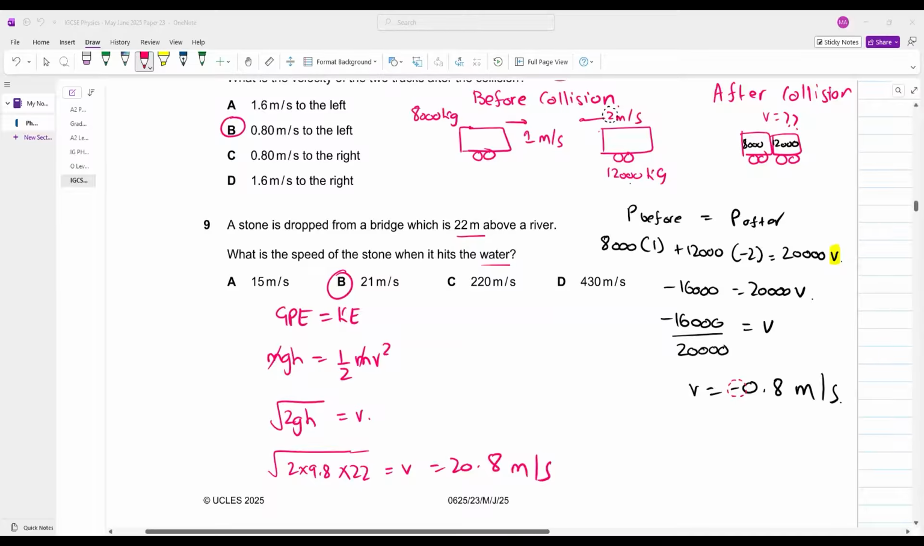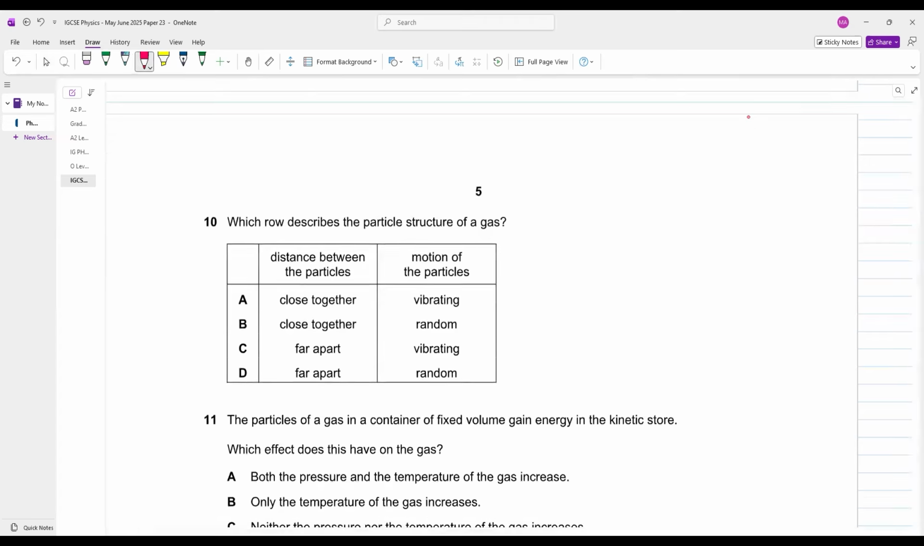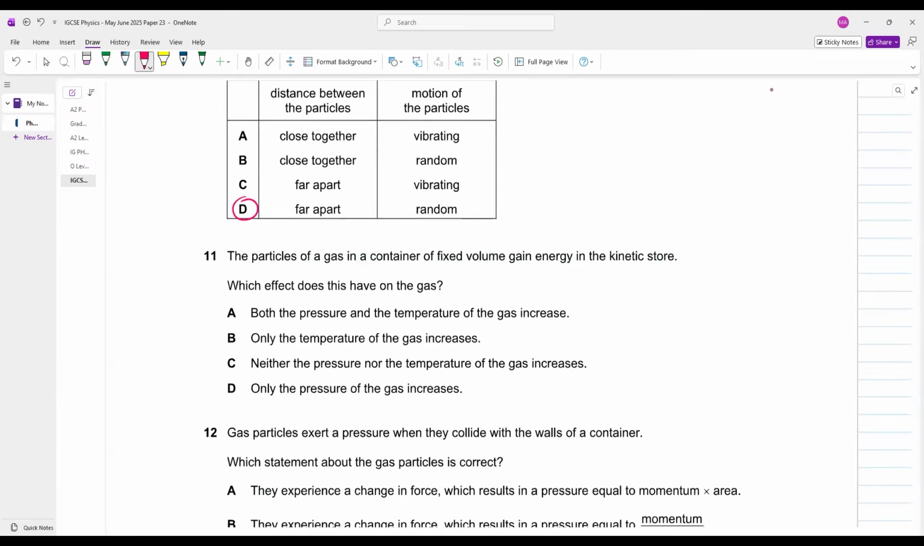आगे बढ़ते हैं बच्चों. Now let's see this. Which row describes the structure of a gas? The distance between the gas particles क्या है? बहुत ज़्यादा far apart. And the motion of the gas particles is random. D is your answer.